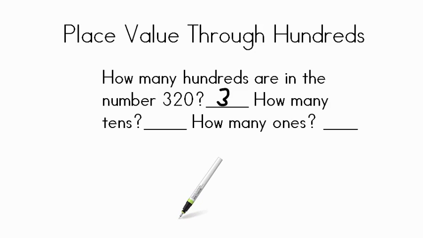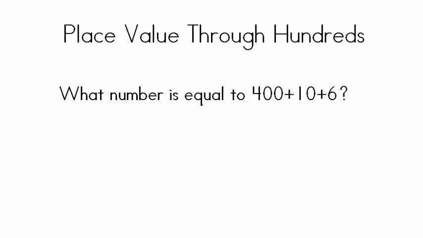How many tens are there in this number 320? Well, if we know these are the hundreds, this would come next. This would be the tens, and then the ones. There are 2 tens. And finally, how many ones do we have in this number 320? Ones are always over to the right, the first one. How many do you see there? You're right, 0. There are no ones. There's 3 hundreds, 2 tens, 0 ones. Great job.